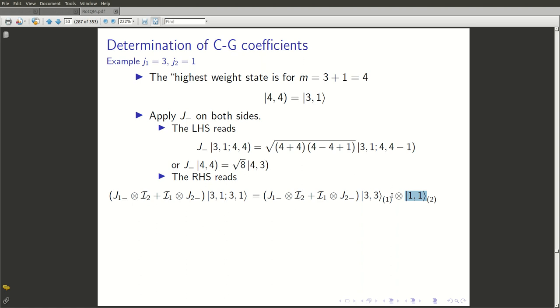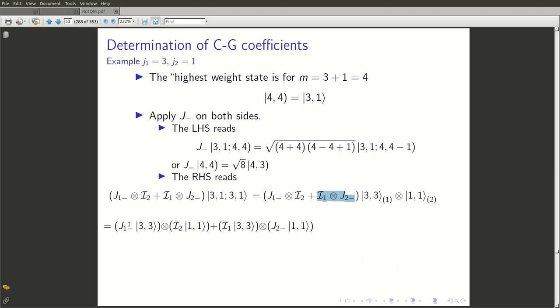Now this of course will give you two terms, one with j1 minus direct product I2 acting on this direct product state, the other with I1 direct product j2 minus acting on the direct product state. Now this gives you these two terms. After all, when j1 minus direct product I2 acts on |3 3⟩ direct product |1 1⟩, it is j1 minus acting on |3 3⟩ direct product with I2 acting on |1 1⟩. This is exactly how direct product operators work. And what about I1 direct product j2 minus acting on |3 3⟩ direct product |1 1⟩? I1 gets to act on |3 3⟩ and j2 minus gets to act on |1 1⟩.